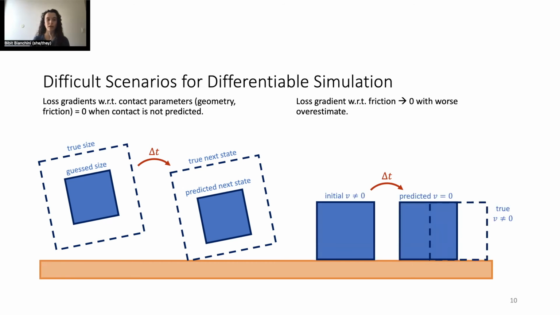Another example is that the gradient with respect to friction goes to 0 with worse and worse overestimate. So if we estimate that the friction parameter is too large, such that we predict zero velocity for the next state, but the true velocity isn't zero, then that loss gradient also goes to zero.